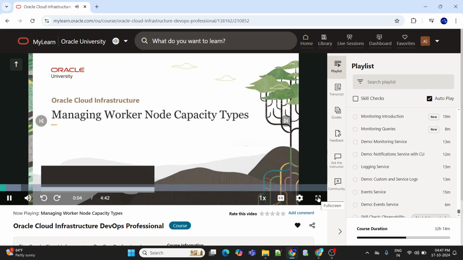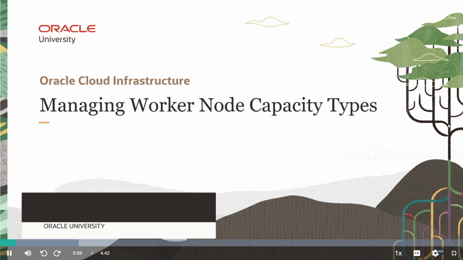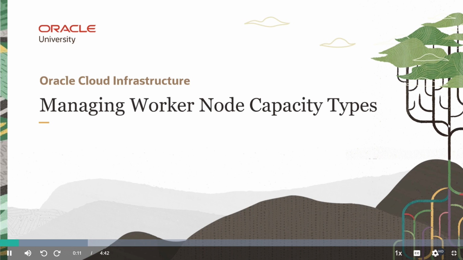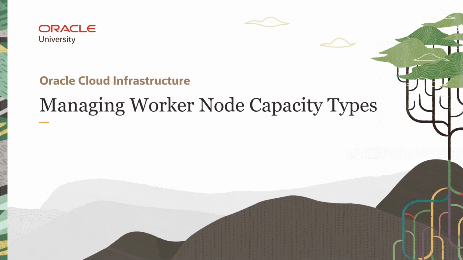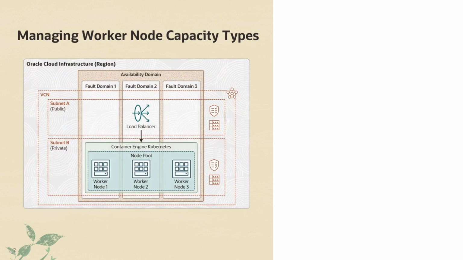Hello and welcome to this lesson on managing worker node capacity types. In Container Engine for Kubernetes, the capacity type you choose for compute instances hosting worker nodes affects workload availability and costs. Let's explore the choices you have when defining a node pool.